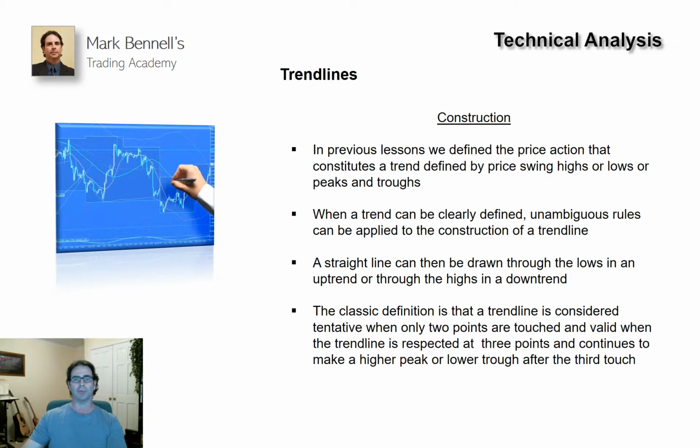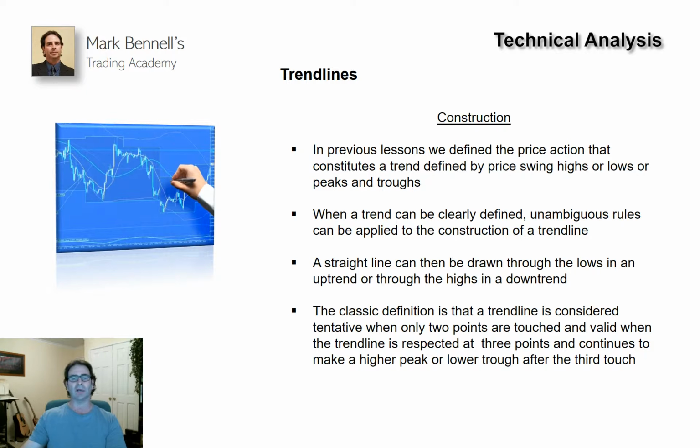Now, just a brief recap on the construction of trend lines. In previous lessons, we defined the price action that constitutes a trend, defined by price swing highs or lows, or peaks and troughs. So when a trend can be clearly defined, unambiguous rules can then be applied to the construction of a trend line. A straight line can then be drawn through the lows in an uptrend or through the highs in a downtrend.